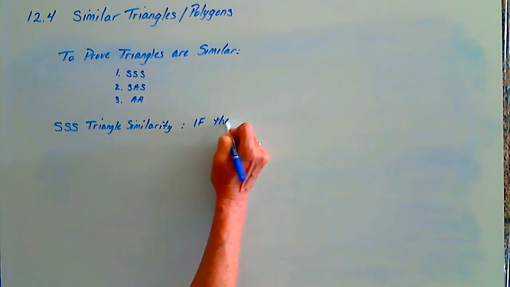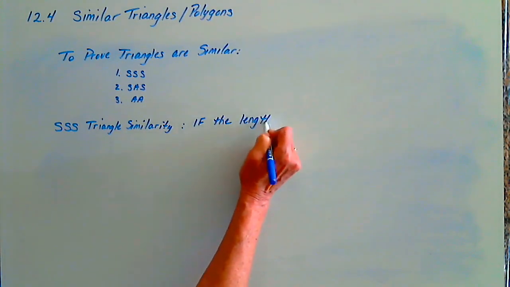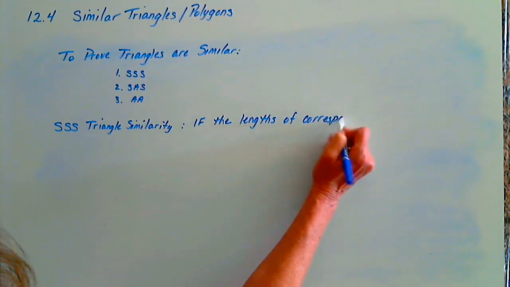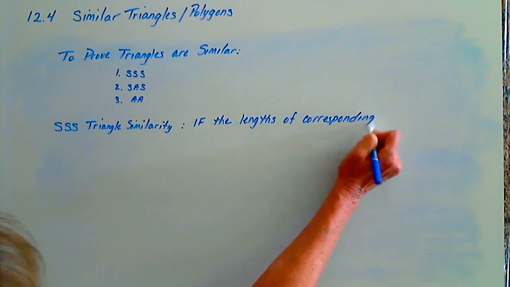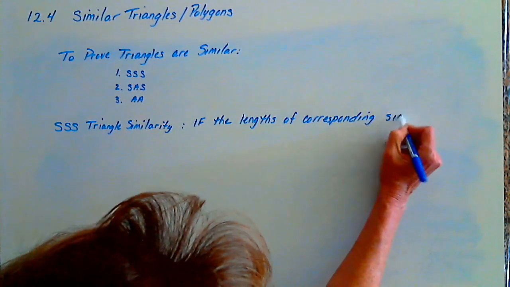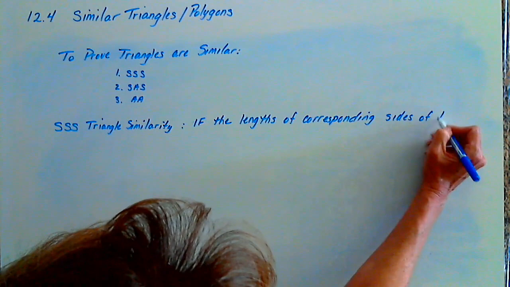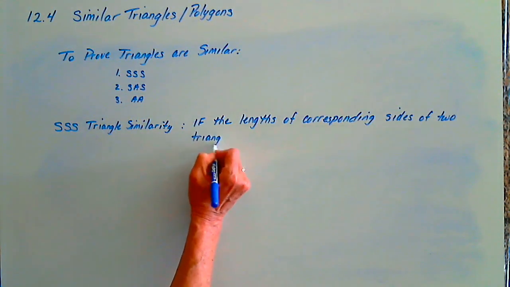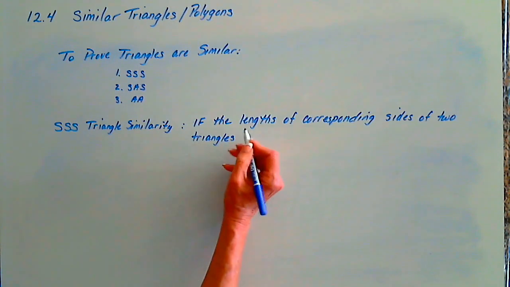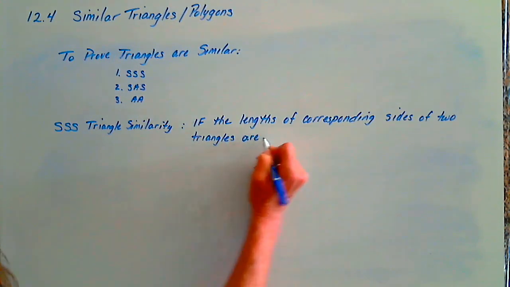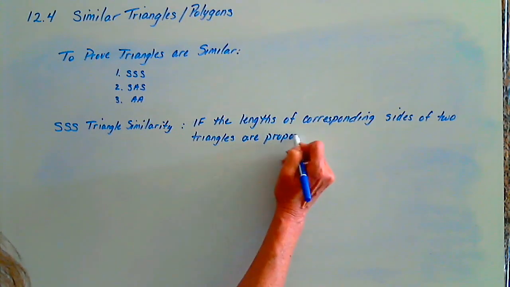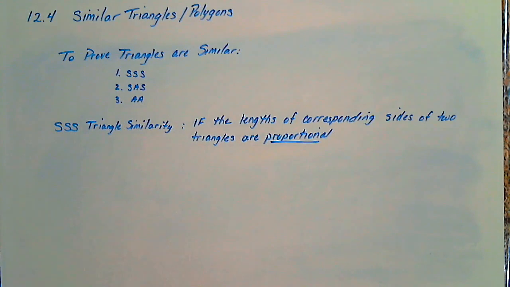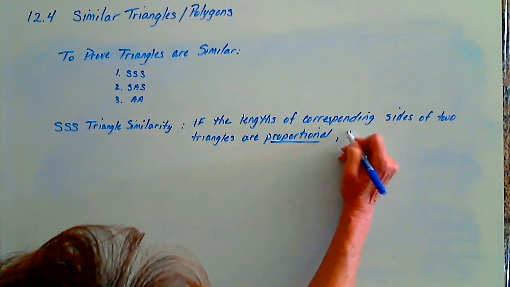Okay. If the lengths of corresponding sides of 2 triangles are proportional this time, since we're talking about similarity, then the triangles are similar.